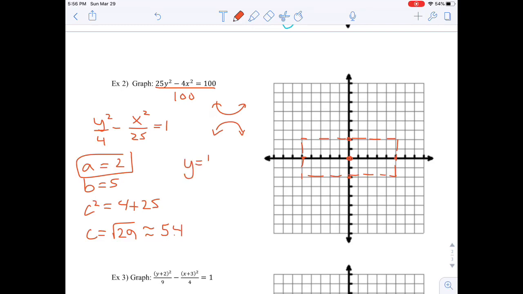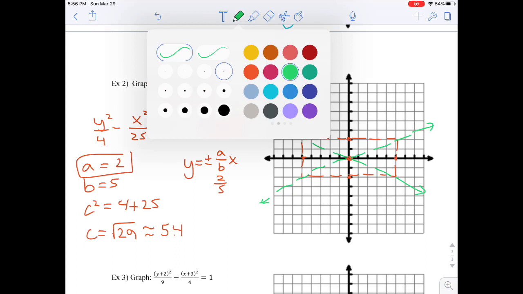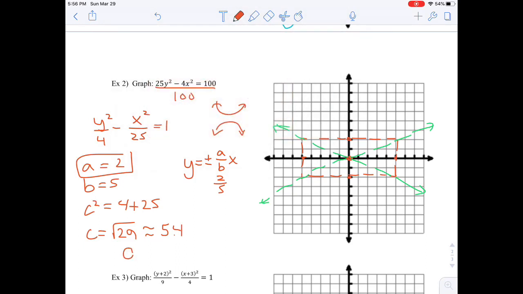Because this time our asymptotes are actually going to be plus or minus a over b x. So 2 over 5. Asymptotes are actually going to go like this. And then our focus, which is being added to our y value this time, would be 0, comma, plus or minus the square root of 29. Then we can go in and draw our hyperbolas. And there we go. In this case, we had a conjugate axis of 10, a transverse axis length of 4. So again, transverse is always vertex to vertex, conjugate is going the other direction.